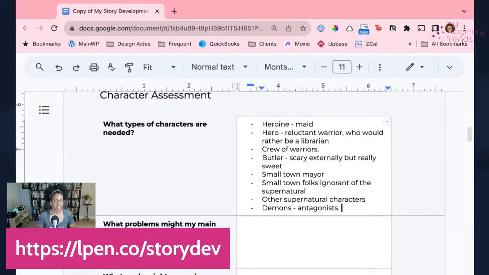And eventually I'm going to have to figure out exactly what they want. And then there's going to be a big bad. I'm assuming he's going to be a demon, but I'm just going to put big bad until I know more.